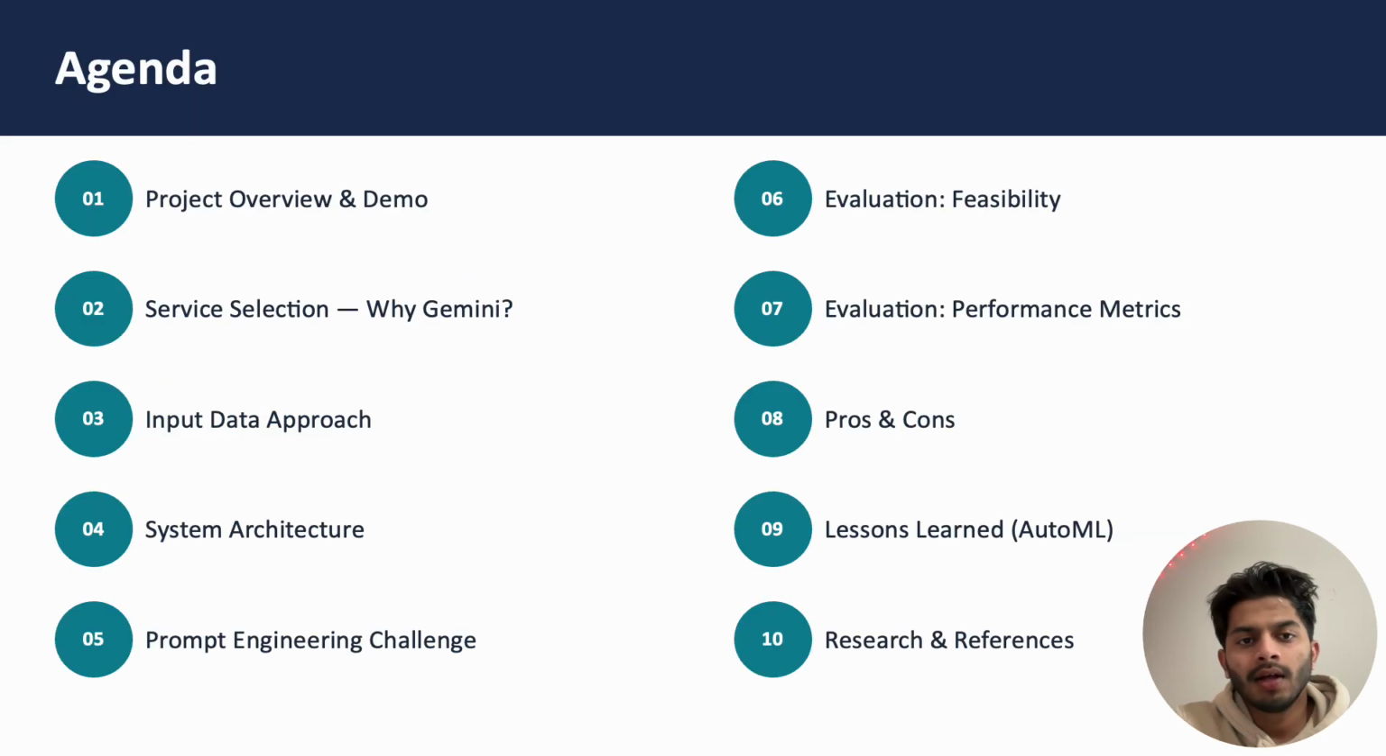In the agenda, here's the roadmap for today. I will start with a quick project overview and show you the actual running application. Then I will walk you through my service selection rationale, the system architecture, the biggest technical challenge I faced, my evaluation results, the pros and the cons, and finally the lessons I've learned, especially how the project connects to the auto machine learning concepts we studied in this course. Let's get into it.